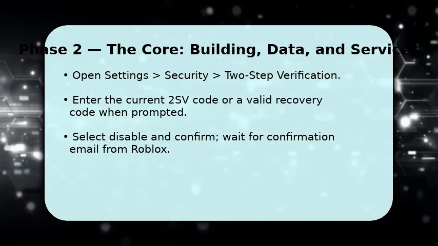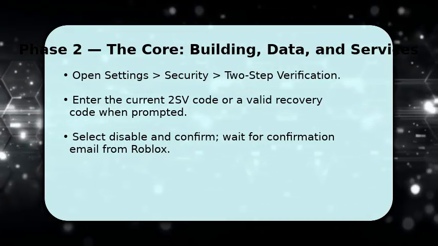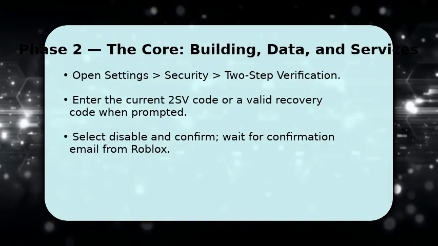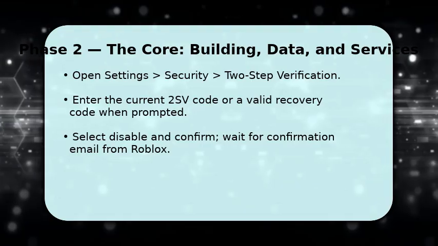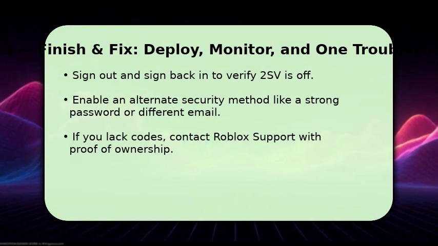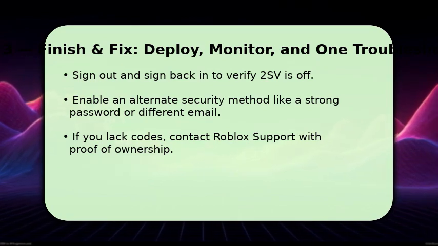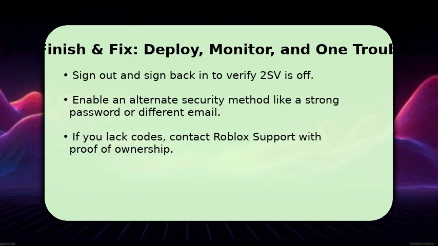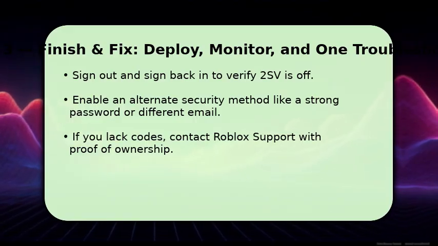If you used an Authenticator app, remove Roblox from that app once disabled, and if you removed a phone number, verify the change by checking email notifications. To finish, sign out and sign back in to confirm two-step verification is turned off. Make sure email confirmations reflect the change. Once done, strengthen another layer of security, update your password, and verify a recovery email.